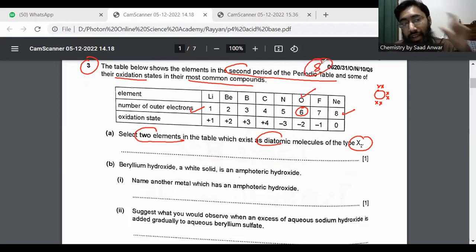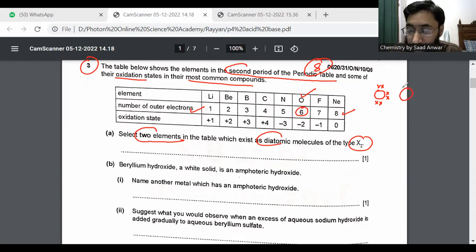If an atom has 8 electrons in its outermost shell, that atom is stable. Oxygen does not have 8 electrons in its outermost shell. Oxygen has how many electrons in its outermost shell? Oxygen has 6 electrons in its outermost shell. So oxygen is not stable.